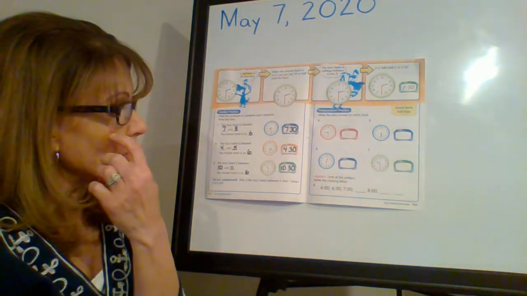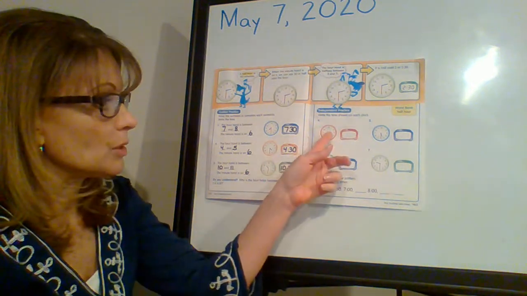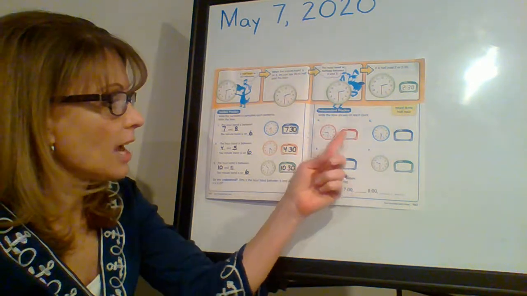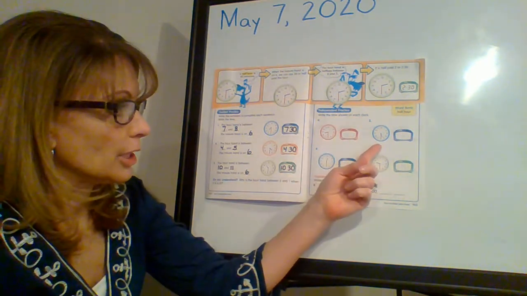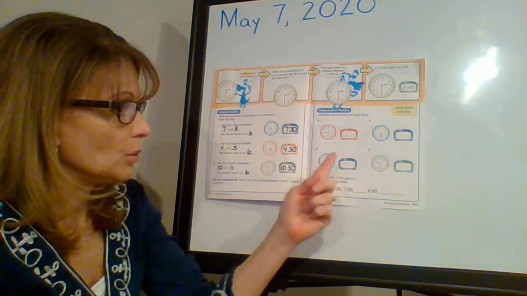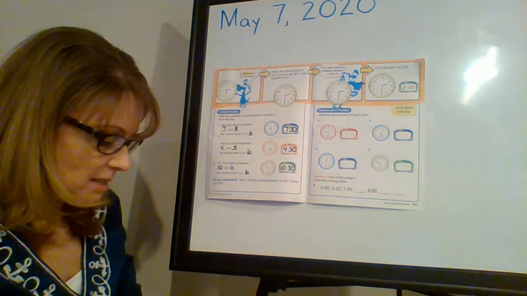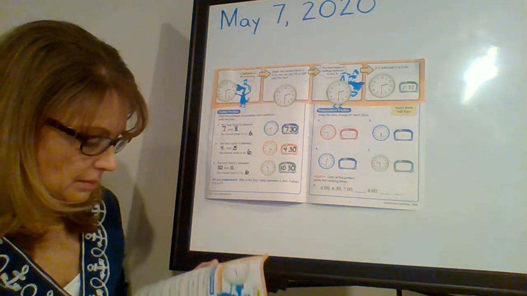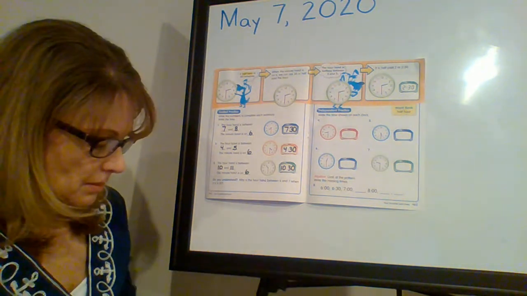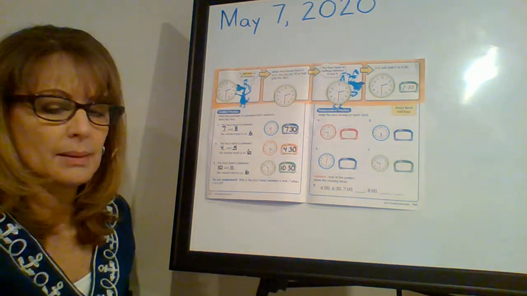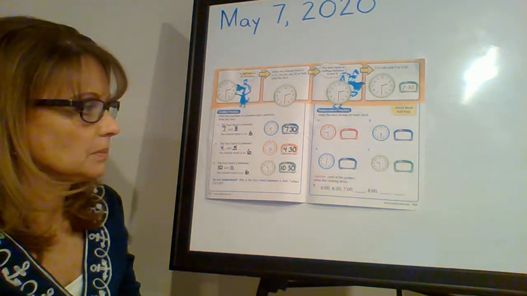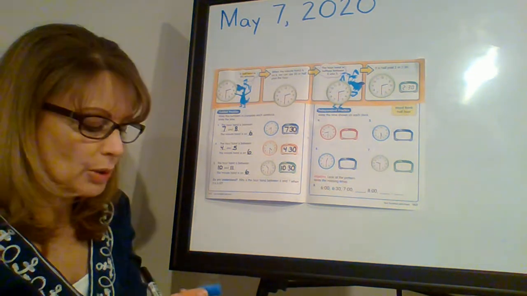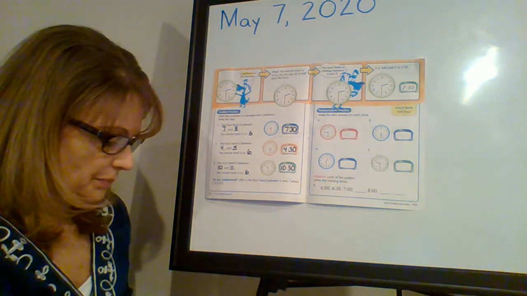It says, write the time shown on each clock. So I'm going to give you a few minutes to go ahead and do numbers 4, 5, 6, and 7. Look at the time on the analog clock, write the digital time. Do that for 4, 5, 6, and 7, please. Make sure you're writing very precise numbers. Good quality writing.